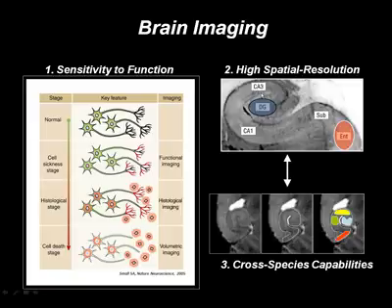a technique that has very high spatial resolution so we can evaluate these small areas of the brain. And third, we wanted a technique that had cross-species capabilities. In other words, a technique that would generate the same imaging readout in humans as well as in animal models, because as I'll illustrate, having this is really quite powerful to really confirm any patterns you find in humans.